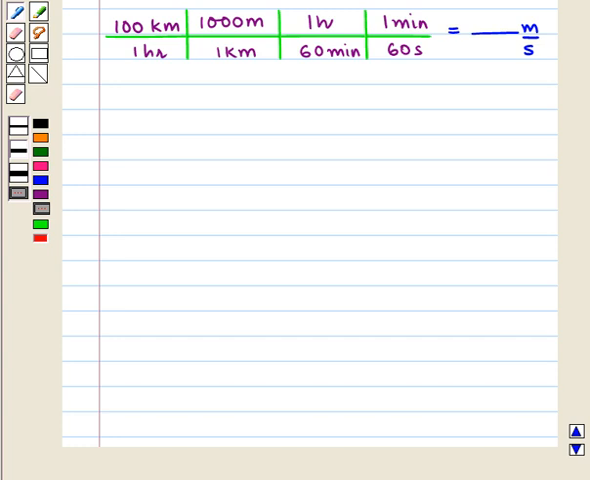See here, we first convert kilometers into meters using the conversion factor 1000 meters upon 1 kilometer. And then we convert hours into minutes using the conversion factor 1 hour upon 60 minutes. And lastly we convert minutes into seconds by using the conversion factor 1 minute upon 60 seconds.